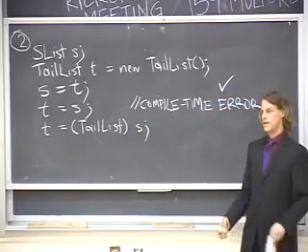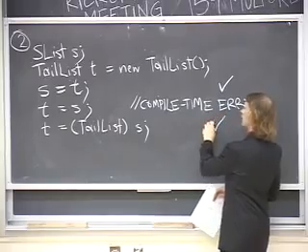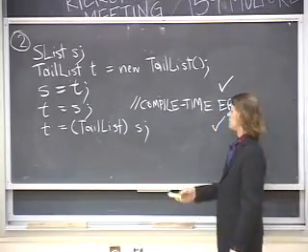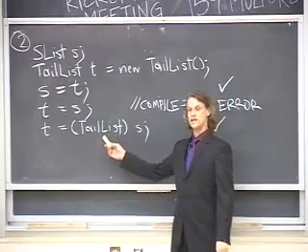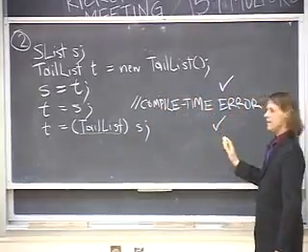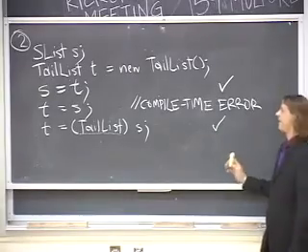T equals tail list S, and that's good. That will compile and work and run. See, Java's a little bit like a jealous lover. It just needs a little bit of reassurance. It's okay, baby. It's okay, Java.